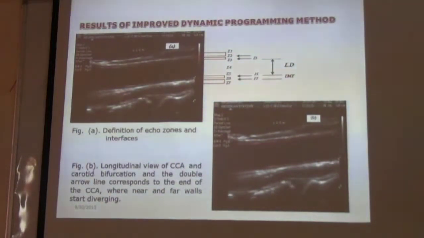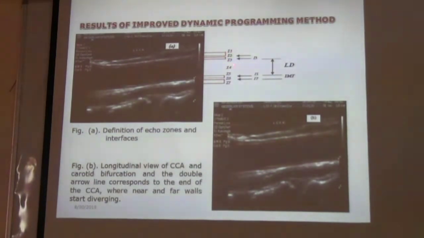Longitudinal image. See that one, this is a near wall and this is a far wall. But these are the assumptions which you have to keep in mind before you start to do the work, keeping the zones Z1, Z2, Z3.